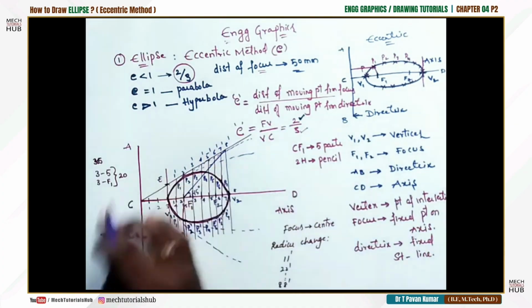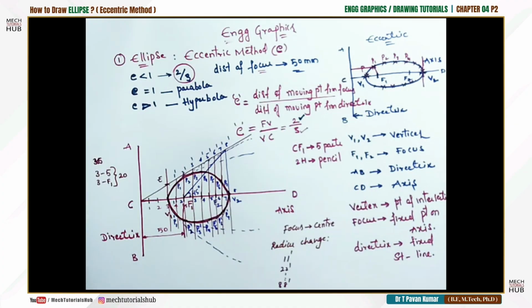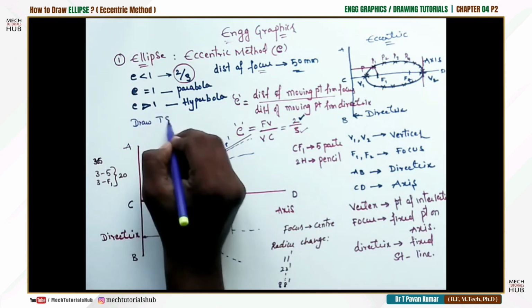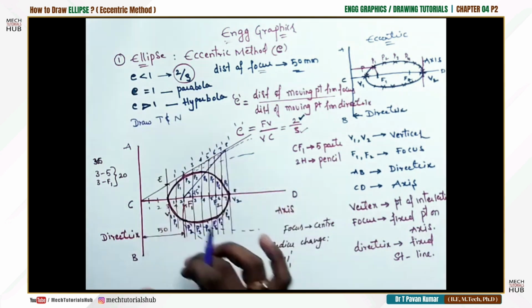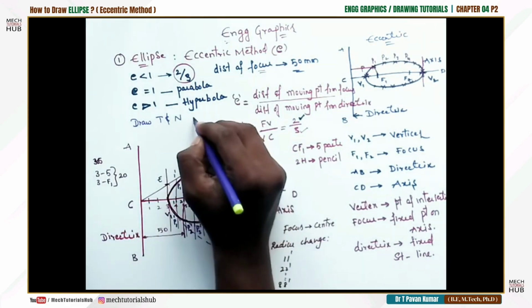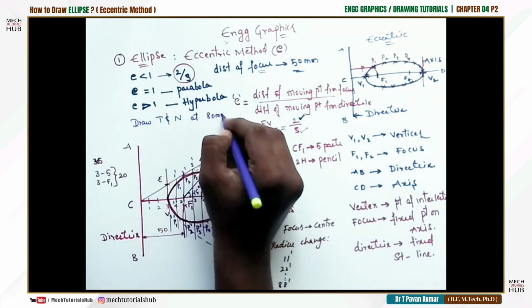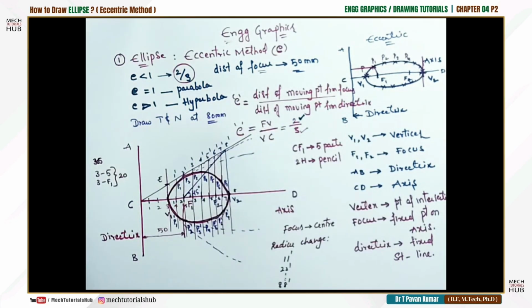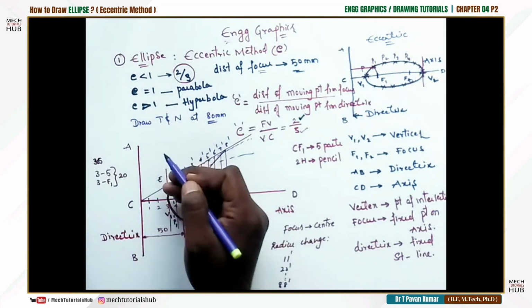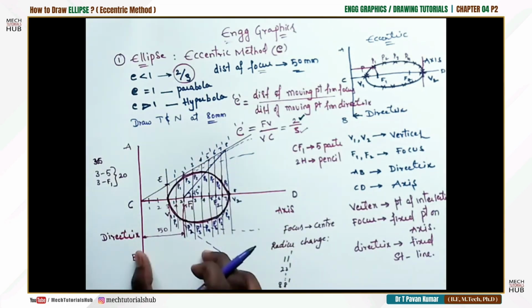For the same ellipse, they may ask you to construct a tangent and normal also in some cases. The question is something like this: draw tangent and normal for the same sketch at a distance of some value from the directrix, maybe 80 mm from the directrix. At this point, you need to fix a point at 80 from the directrix, below the axis line or above the axis line, that is your wish. You have to fix this particular distance of 80.